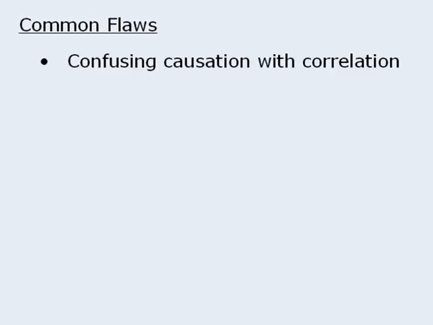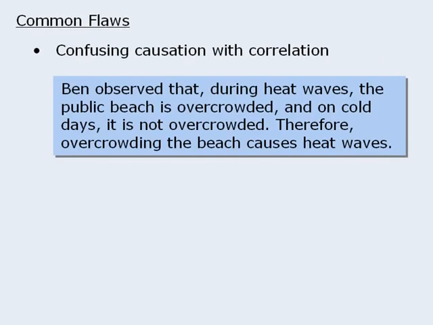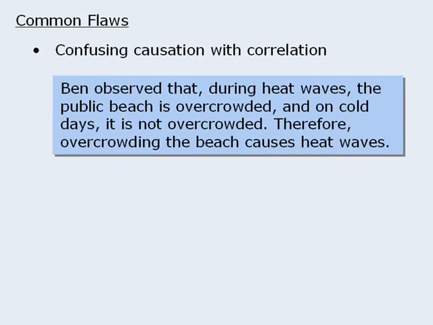The first flaw is confusing causation with correlation. Here, the author takes two events that seem to occur together, and then concludes that one must cause the other. For example, Ben observed that during heat waves, the public beach is overcrowded, and on cold days, it is not overcrowded. Therefore, overcrowding at the beach causes heat waves. In this example, although beach overcrowding and heat waves are correlated, we cannot conclude that beach overcrowding causes heat waves. In this case, the flaw is obvious. Hot temperatures cause people to go to the beach and not the other way around.